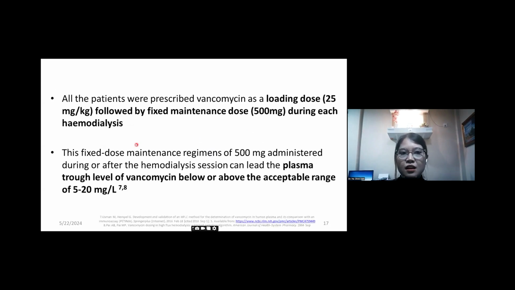2 factors are considered to explain that wide dispersions of the C-trough level. The first one is dosing regimen. In the study, the same dosing regimen, loading dose of 25 milligram per kilogram followed by fixed maintenance dose 500 milligram during each hemodialysis were prescribed in all patients. And this fixed dose maintenance regimens of 500 milligram administered during or after the hemodialysis sessions can reach plasma trough level of vancomycin below or above the acceptable range of 5 to 20 milligram per liter according to the references.